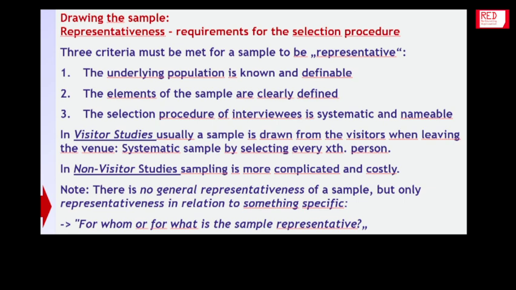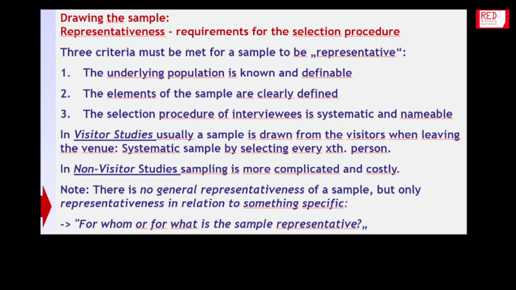Also, when we're doing a visitor research, there are different opportunities. Very often we see that interviewers, when they are not trained in selecting people systematically, go around the venue and just ask people who are standing there and looking friendly and whatever. This is also not a systematic procedure. This is not a systematic selection rule to find a representative sample.